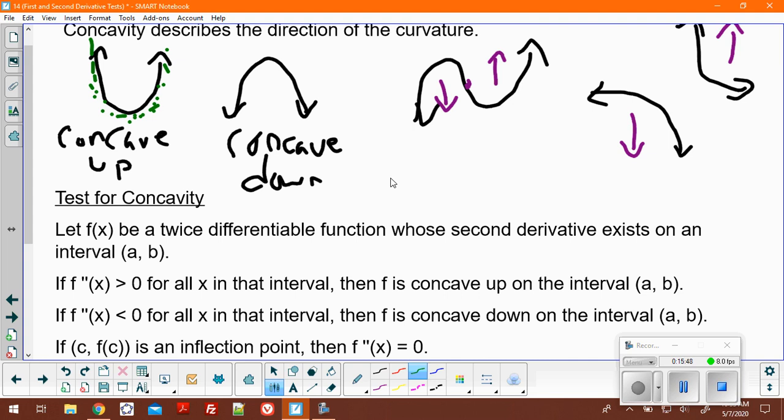For concave down, it's the opposite. These start as steep positive slopes. They get less positive, flatten out, they become more negative. So the slope of my tangent lines are decreasing. So that means my second derivative is negative or less than 0.